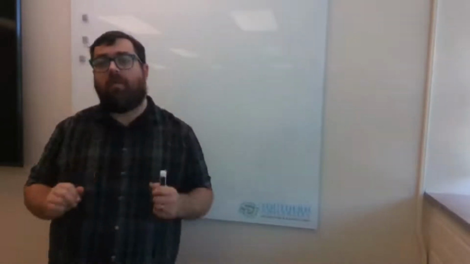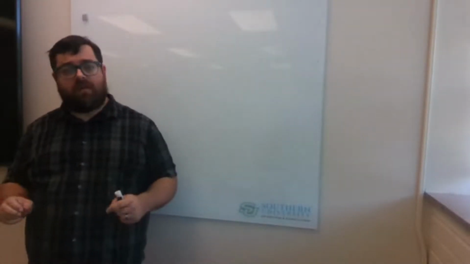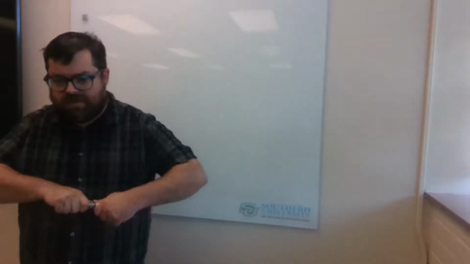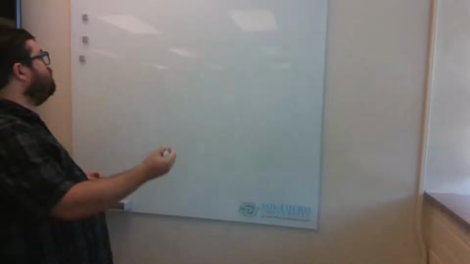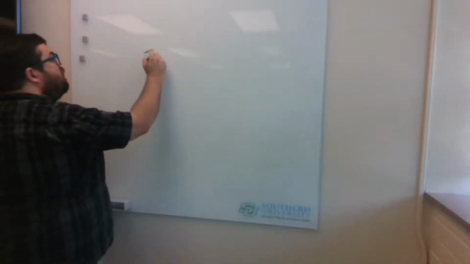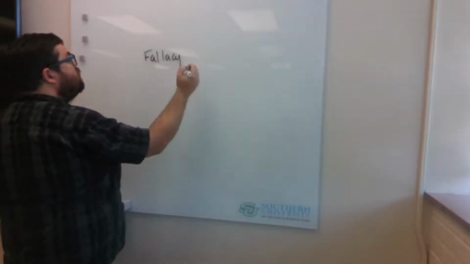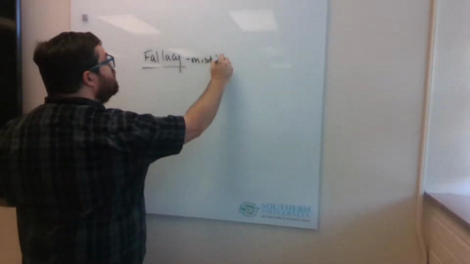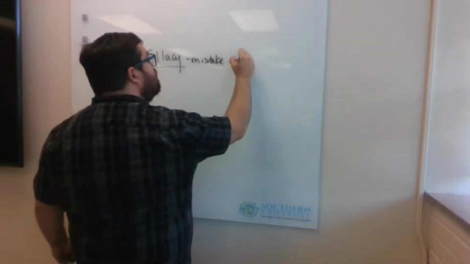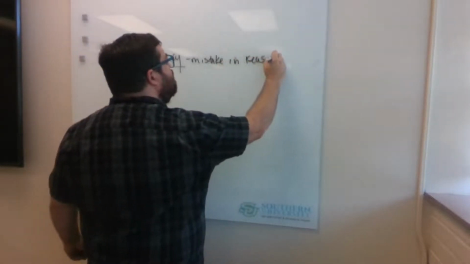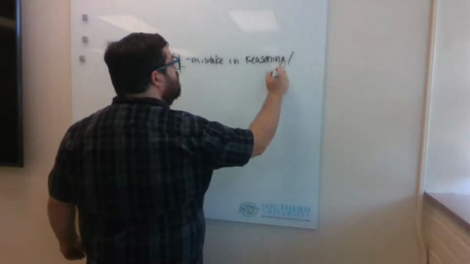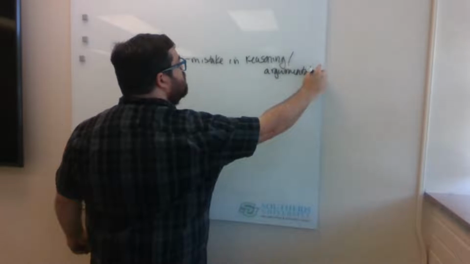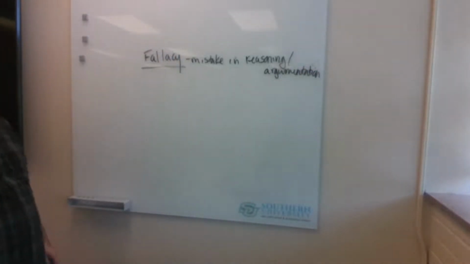All right, so in this unit, we're going to focus on fallacies. Now, a fallacy, let me spell that word for you. A fallacy is a mistake in reasoning, or argument, or argumentation. We'll say that. But it's a mistake.